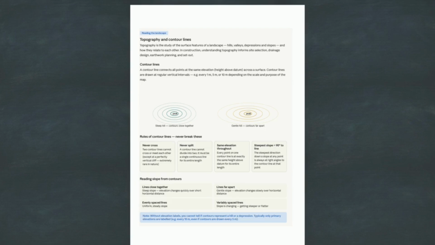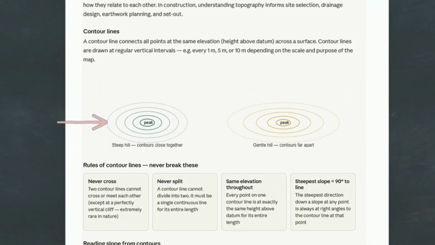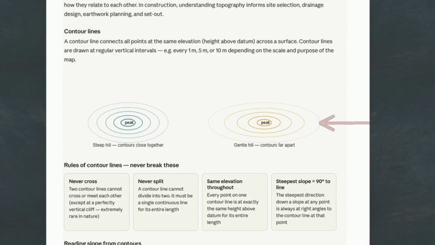To calculate cut and fill, we read the terrain using contour lines, connecting points of equal elevation. Tightly packed lines on the left indicate a rapid drop, or a steep hill. Lines spaced far apart on the right mean the slope is gentle.